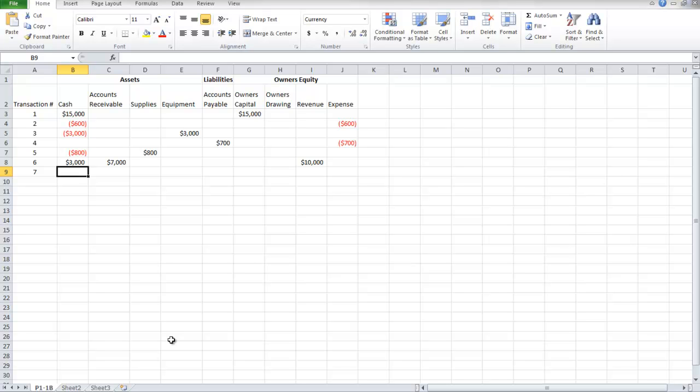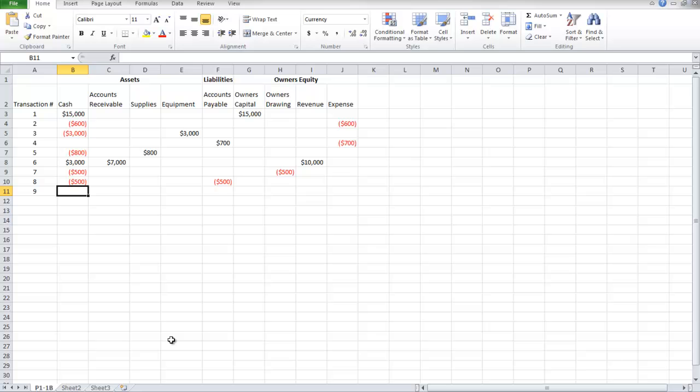In transaction seven, $500 cash was withdrawn for personal use. So cash decreases by $500 and owner's withdrawals reduces owner's equity by $500. Transaction 8 says they paid Chicago Tribune $500 for the amount due in transaction 4. So accounts payable is going to decrease by $500, and cash, correspondingly, is going to decrease by $500.